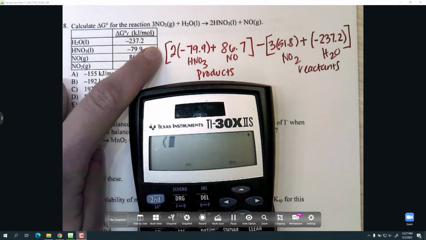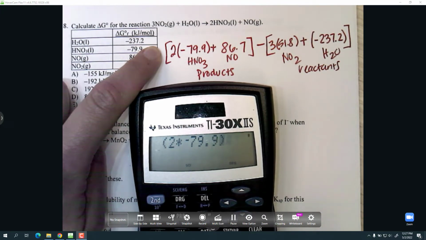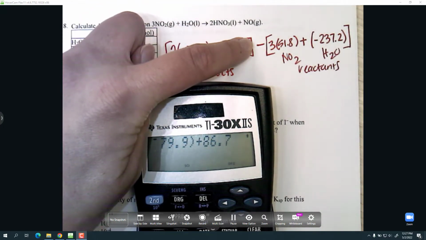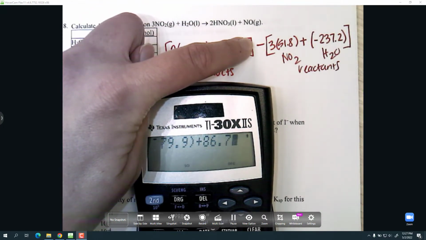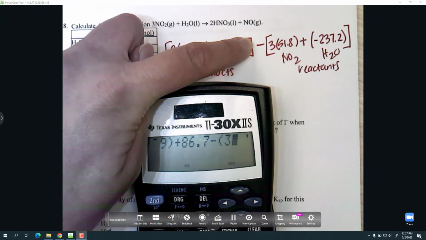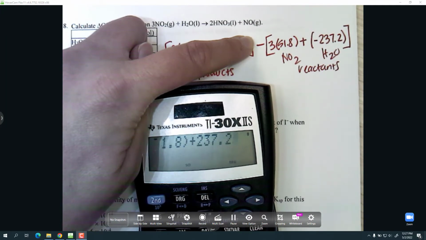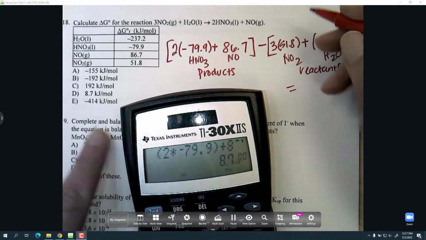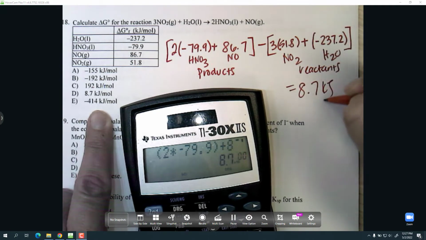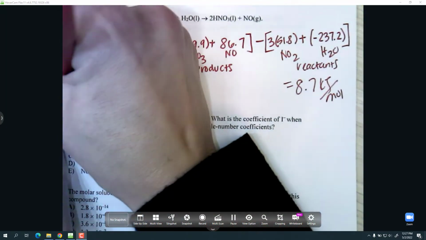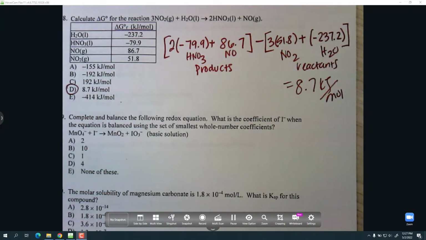I'm going to do 2 times negative 79.9 plus 86.7. I'm going to distribute this. Then I'm going to do minus 3 times 51.8. And then distribute that, that'll be a plus 237.2. That gives 8.7. I didn't include any units, but it's kilojoules per mole because that's what these are in, so that's what my answer would be in.